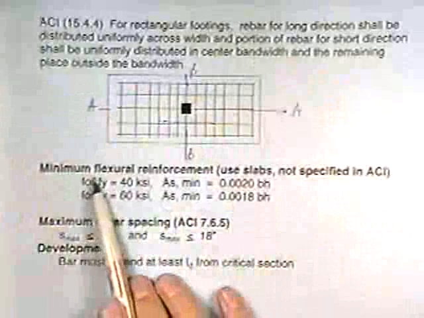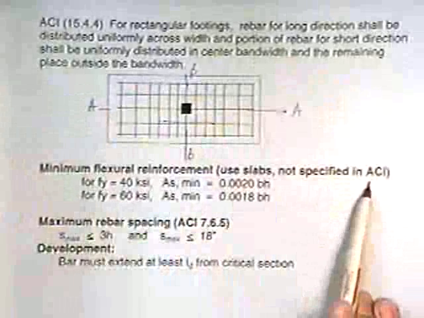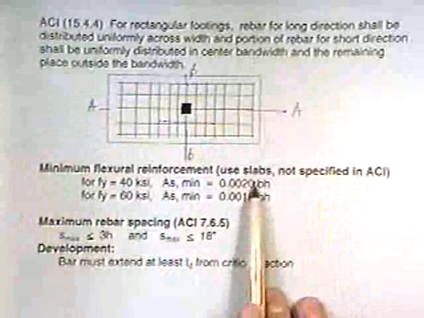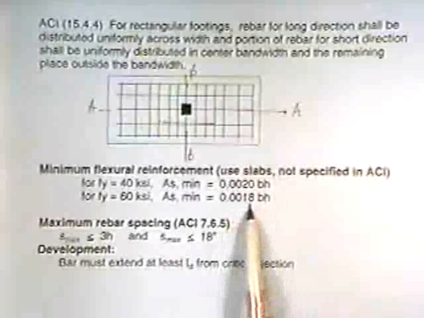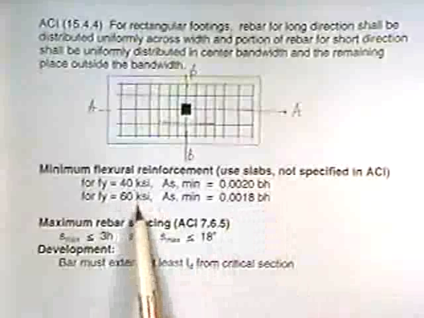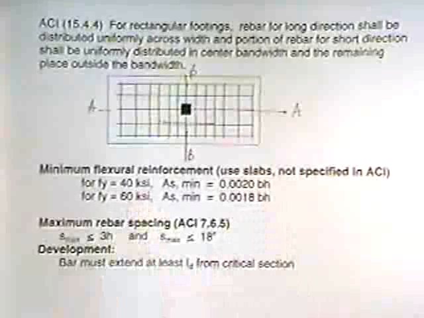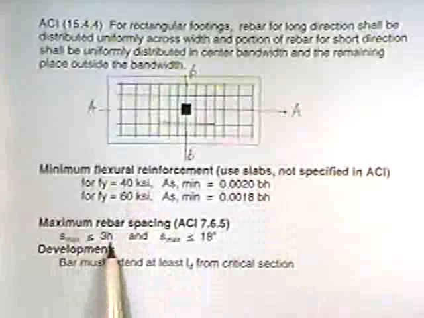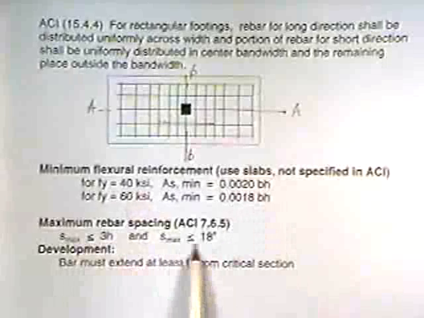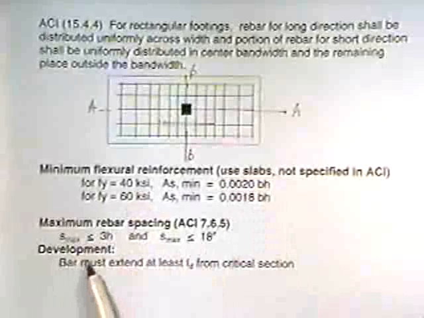For minimum flexural steel, it's really not specified in the code, but we recommend to use the part from slabs, which is 0.002 times BH and 0.0018 BH for the different values of FY. Rebar spacing, the max that you can use is 3 times the height of the footing, or 18 inches.